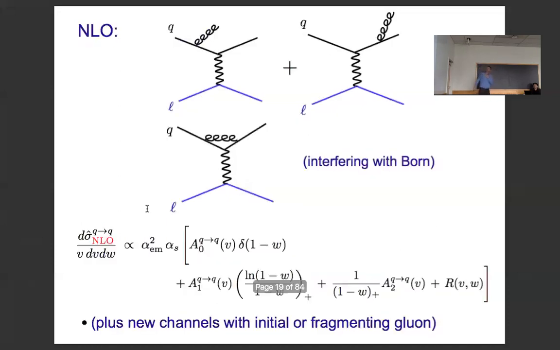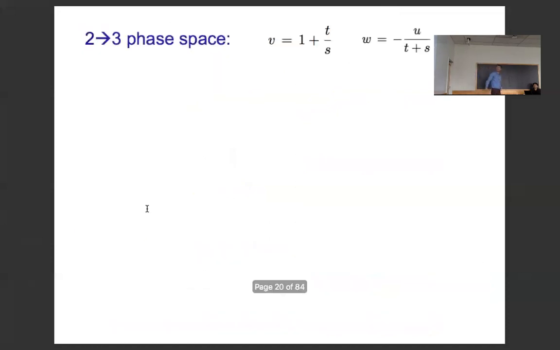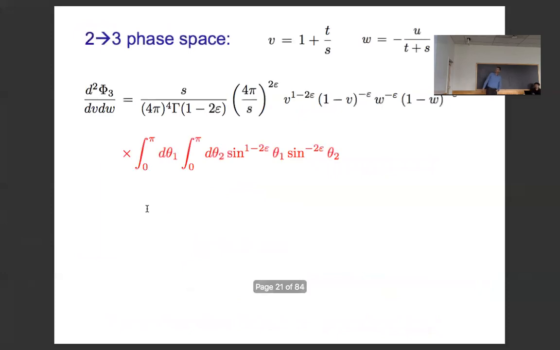What is important is that if you do the real emission diagrams, you have to do a 2 to 3 phase space integration. And here come our variables V and W again. I'm just writing down the 3-particle phase space in dimensional regularization, which you need to use in order to regulate singularities in the calculation. And the important point is that apart from factors containing V and W, which you would expect, at next-to-leading order, because of an additional particle in the final state, you have additional integrations over phase space. You can formulate it in terms of 2 angular integrations.